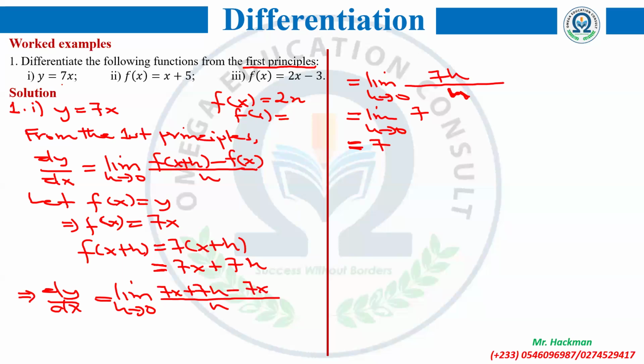I was asked to differentiate y with respect to x from the first principle. So I'll write therefore dy/dx is equal to 7. Ordinarily, when you are matured, you can come and write your therefore here, so that when you end at 7, your conclusion is embedded in your steps, just like I've been doing.